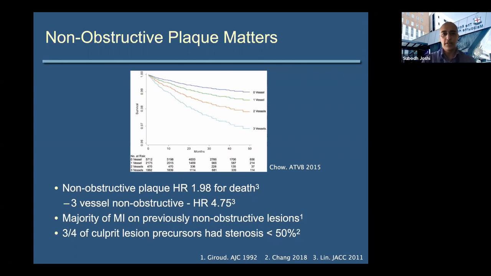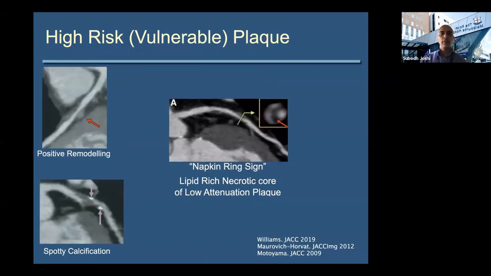And this shouldn't be a surprise to anyone. We know that the majority of myocardial infarcts occur on lesions that were previously non-obstructive. That is, plaques that have ruptured that weren't significantly narrowing the lumen in the first place. And that's been shown in the cath era, but also more recently with CT. But we can do even better with that on CT now.